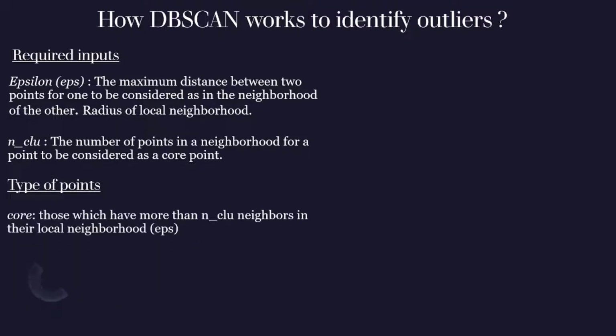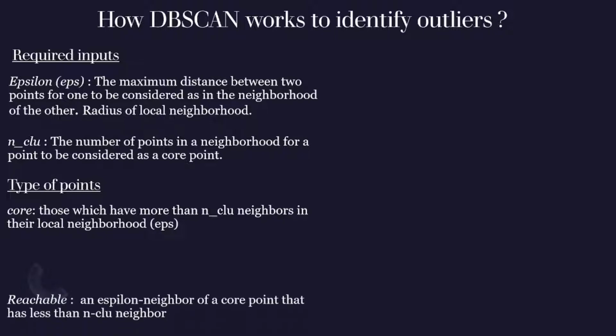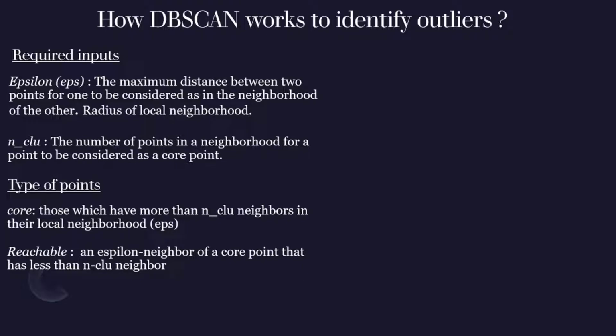Being said, using these two parameters or inputs that you need to provide to DBSCAN, there are three types of points. Obviously, the first one is a core point, and those points have more than the n clue neighbors in their local neighborhood. So once you have defined the n clue, you will count the number of neighbors that you have in your perimeter, the epsilon that you have defined. If this number is higher or equal to the n clue, that point is considered as a core point.